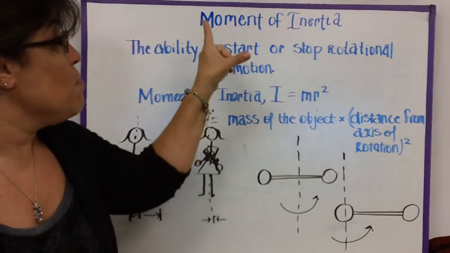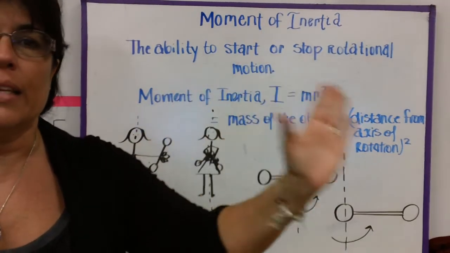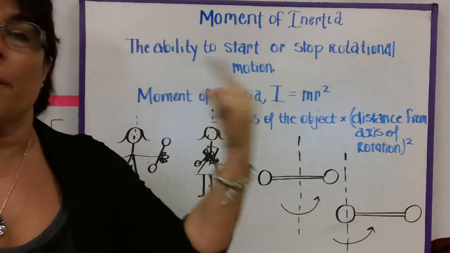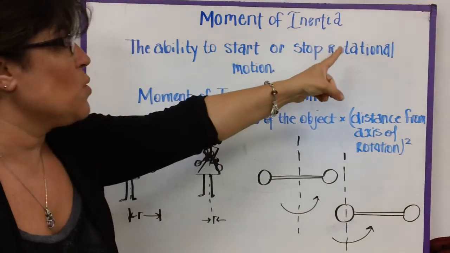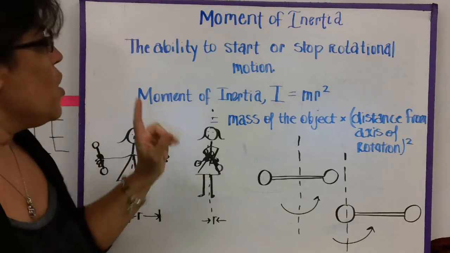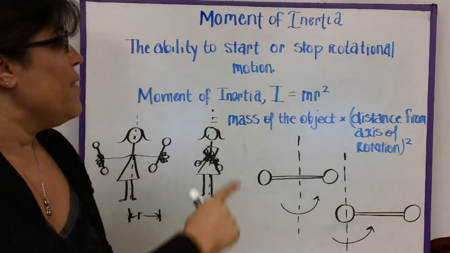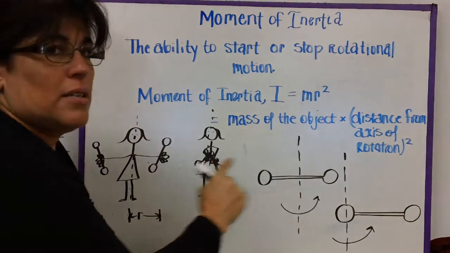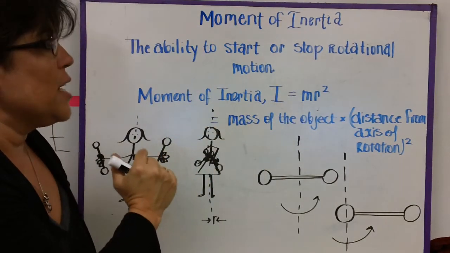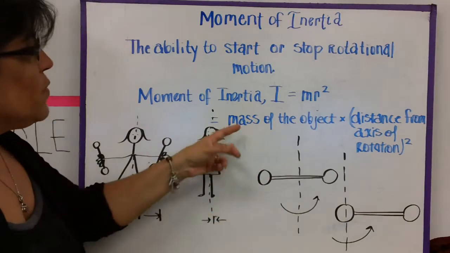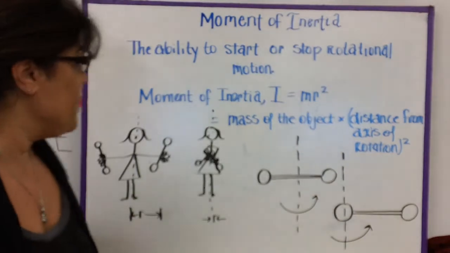Now we're going to be talking about the moment of inertia, which is basically the same thing, but instead of starting and stopping in a linear direction, we're talking about starting and stopping rotation. It's the ability to start or stop any sort of rotational motion. We use the symbol I, and that is equal to the mass of the object times the distance it is from its axis of rotation, and then we square that. So moment of inertia is the mass of the object times the distance from the axis of rotation, squared. Here's an example.